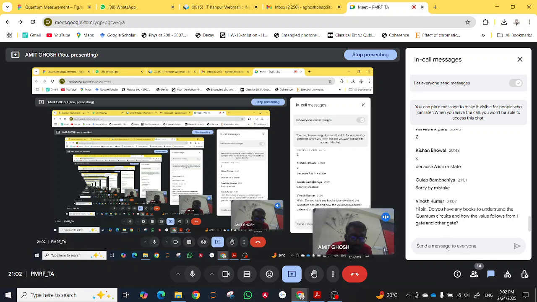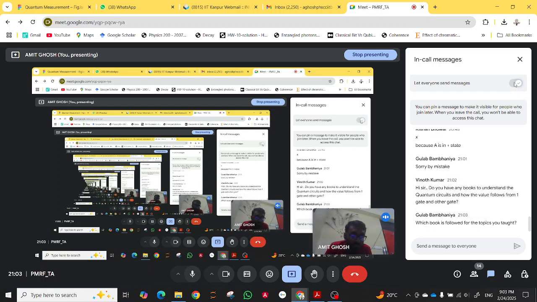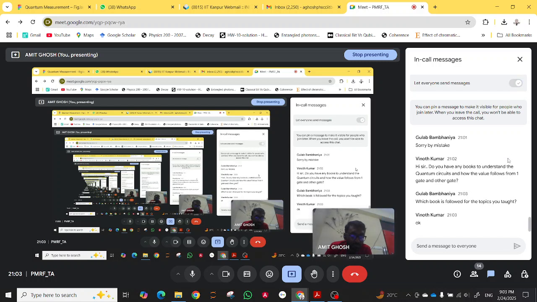Do you have any books to understand the quantum circuits and how the value follows from one gate to another gate? Books I cannot recommend now. I usually watch some videos available on YouTube. Some books are there, but I don't remember the name now, so I cannot tell. Just watch some lectures on YouTube, okay? That will be better and fast. And take some general book of quantum computing. Every book will have it.